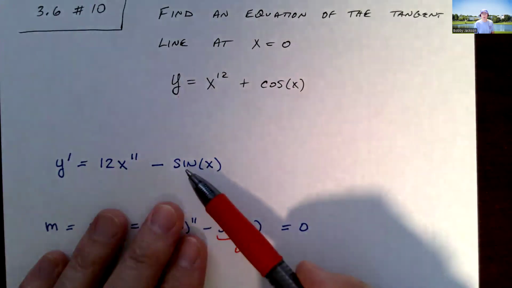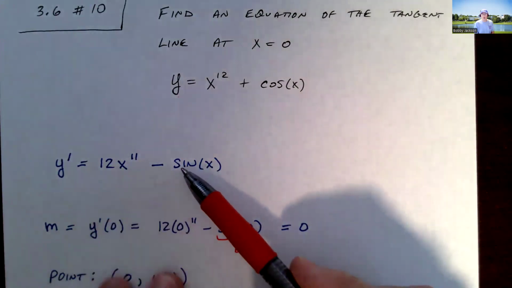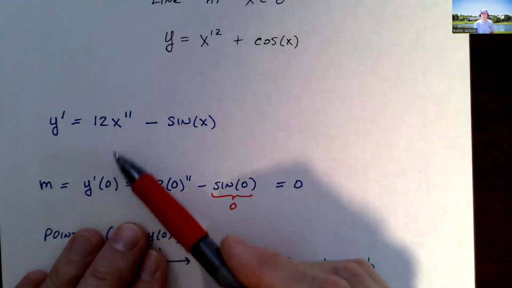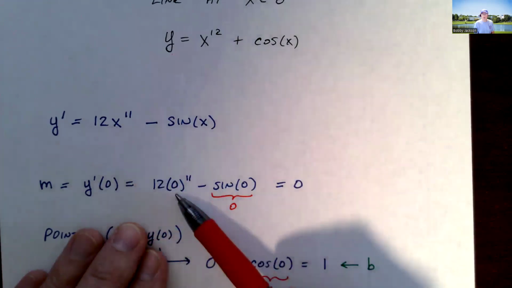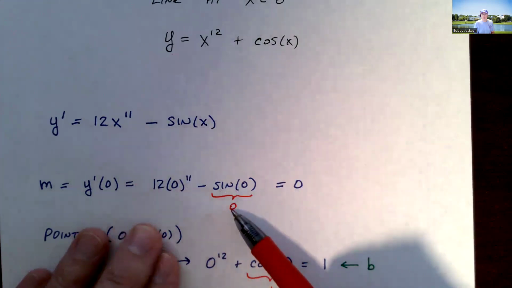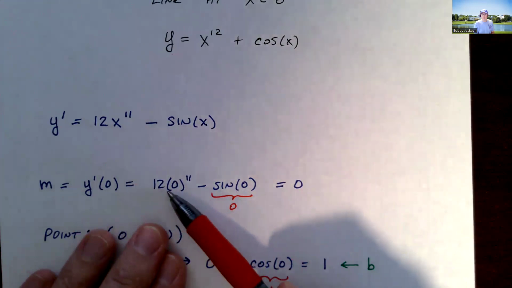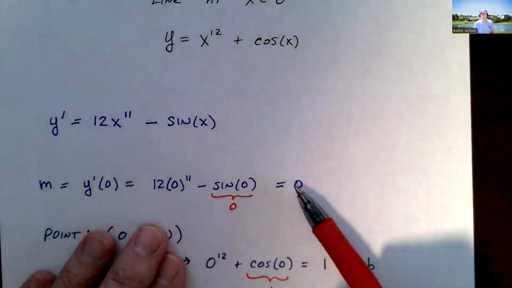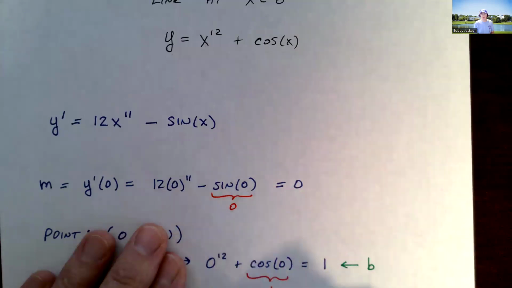So here's my derivative, pretty easy. And now what's my slope? It's this derivative evaluated at 0. Well, notice what happens when I plug in 0 for x. Recall that sine of 0 is equal to 0. And so this is 0 minus 0, which is 0. So our slope is 0. What's that mean? Think about that.